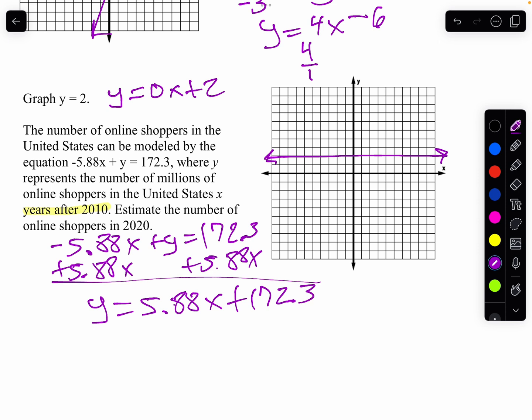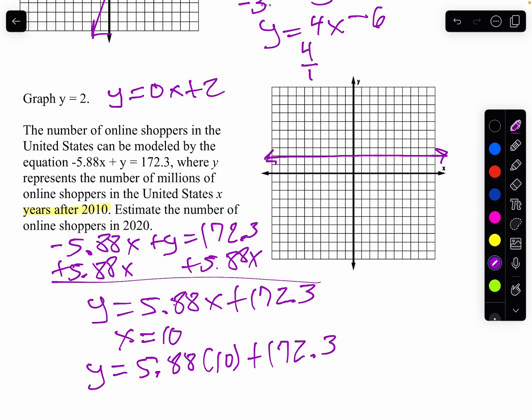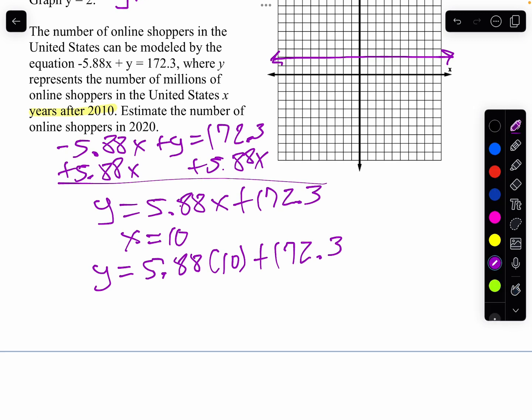Now, x is the year since 2010, so in this problem, x would be 10, because from 2010 to 2020, x is 10. So now I'm going to rewrite my equation. I'm going to replace x with 10. I'm not going to graph this one. I'm going to do it algebraically, because notice they're kind of ugly numbers. Now I'm just going to simplify that and really evaluate my function. So 5.88 times 10 is 58.8 plus 172.3.